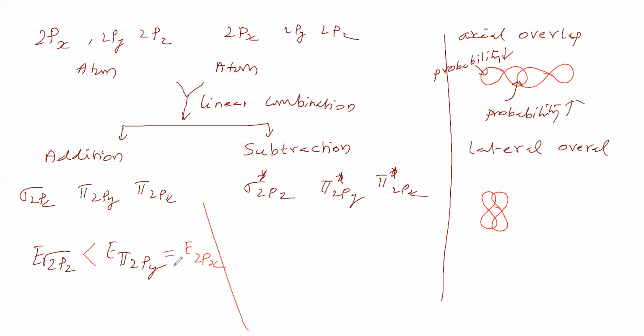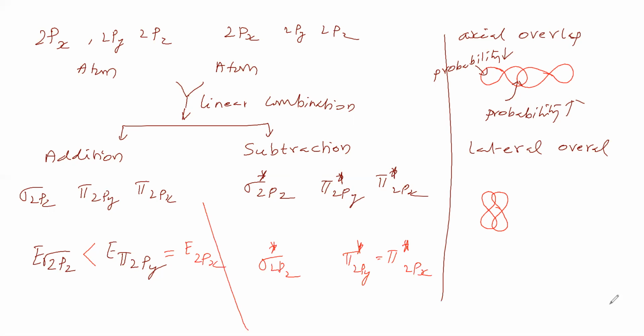Now we said like this. Now we will go for sigma star 2pz, pi star 2py, and pi star 2px. We know that pi star 2py is equal to pi star 2px. What about sigma star 2pz? Sigma star 2pz with pi star 2py, that is the point we have to see.